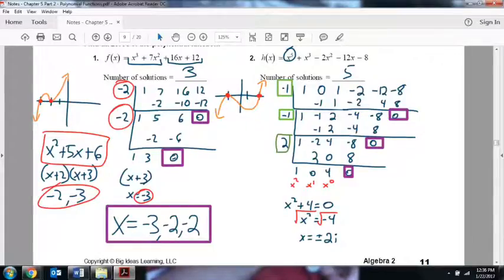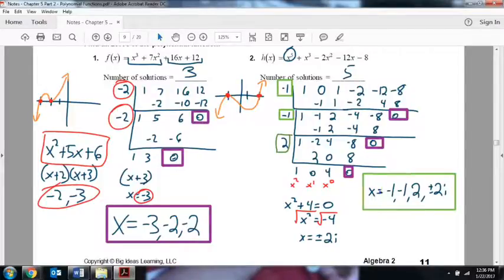So last but not least, here we go. So for this one, we got x equals negative 1, another negative 1, a 2, and a plus or minus 2i, which is a positive 2i and a negative 2i. So this is your final answer. You could not have gotten that from a graph.